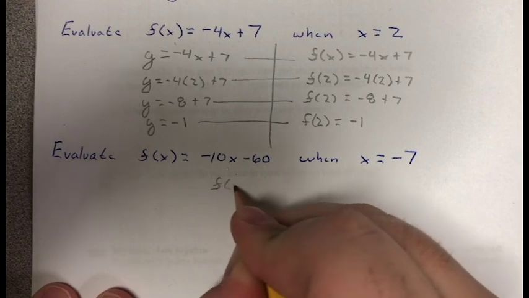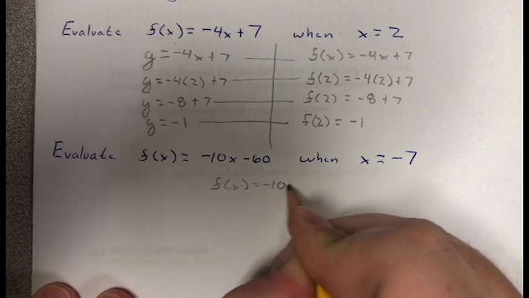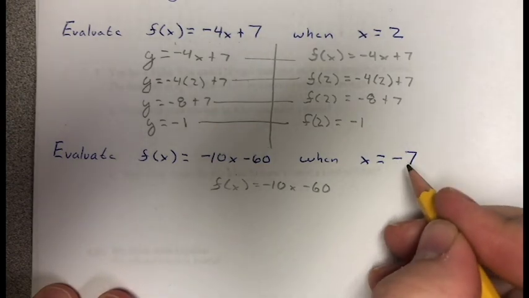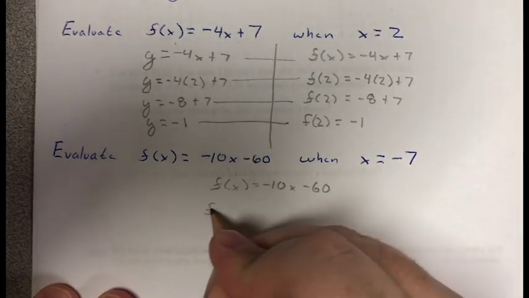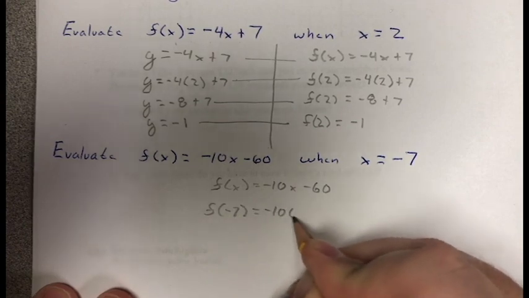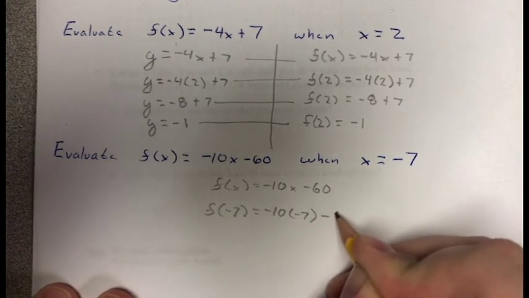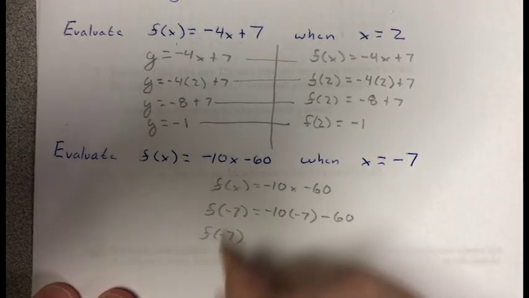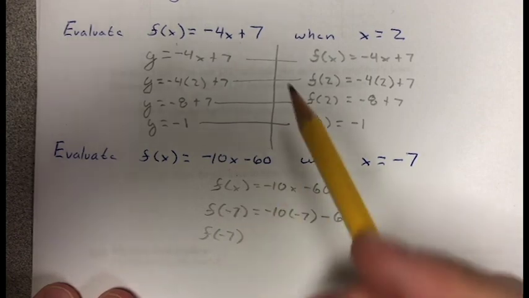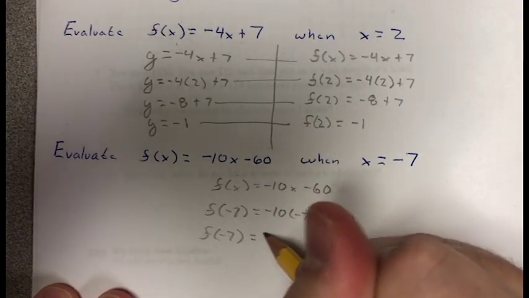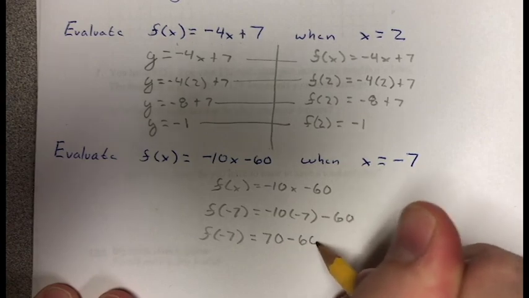I have f of x is equal to negative 10x minus 60. I am going to plug negative 7 everywhere I see x. So f of negative 7 is equal to negative 10 times negative 7 minus 60. f of negative 7, this does not change. You are not doing anything with it. You keep this just like it is, equal to positive 70 minus 60.